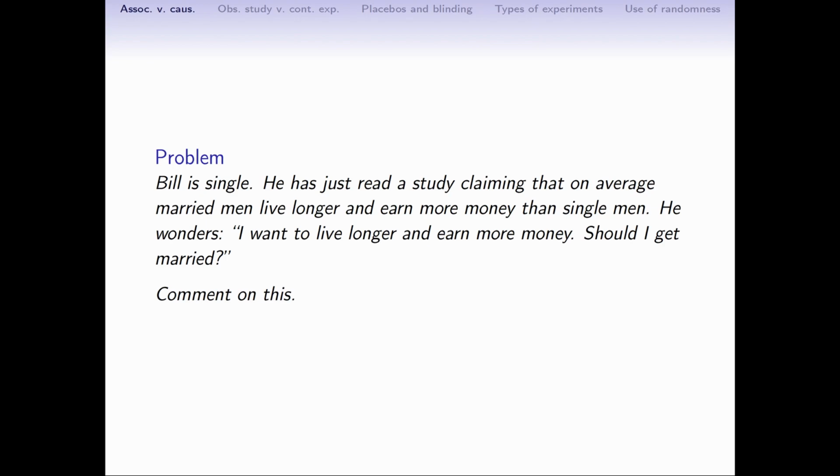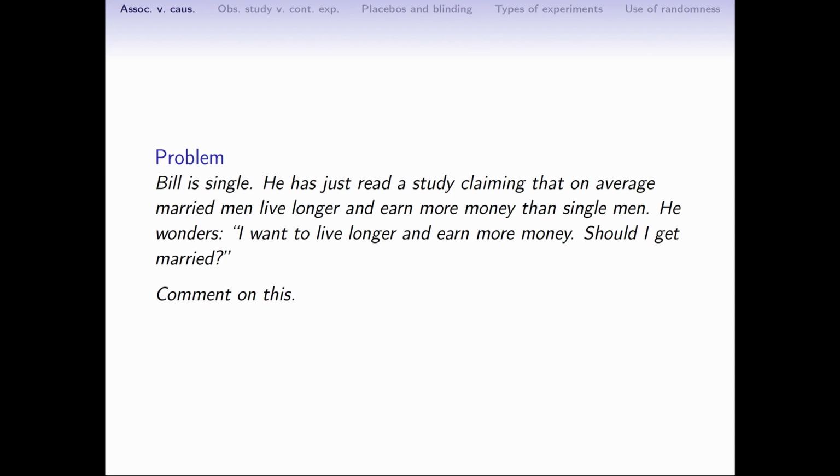So, if we think about this together, let's see what he's doing. He's actually making a causal relationship between the variables married or not married, so that's a categorical variable, and living longer and earning more money. He's saying that there's a causal relationship, that the act of getting married will change my life expectancy and my earning potential. Now, the study is actually not claiming this. The study is just drawing an association between these. It's noticing that married men, right, tend to live longer and earn more money, but it's not saying that that's the cause of the relationship.